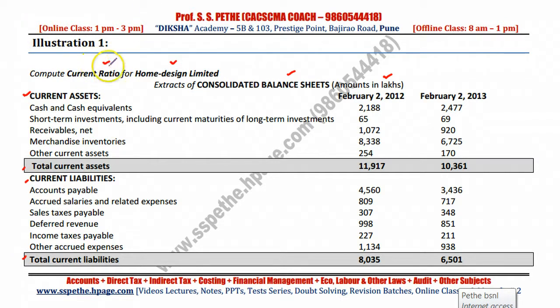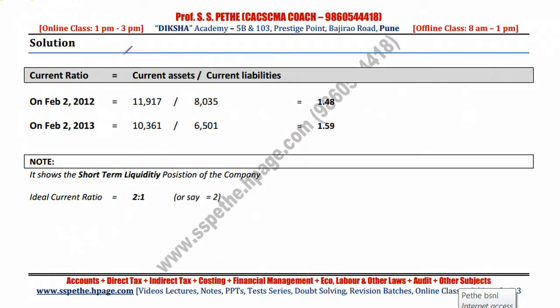First of all, to solve this question, you should know the formula of current ratio. The formula of current ratio is current asset upon current liability. Very simple. So here both this information is given. Current asset is given, current liabilities is also given. So we can easily calculate the current ratio. Now the formula, as we have seen, current asset upon current liability is equal to current ratio.